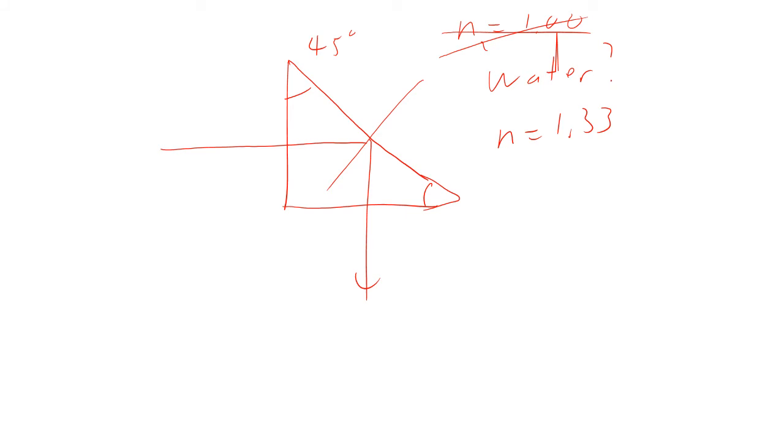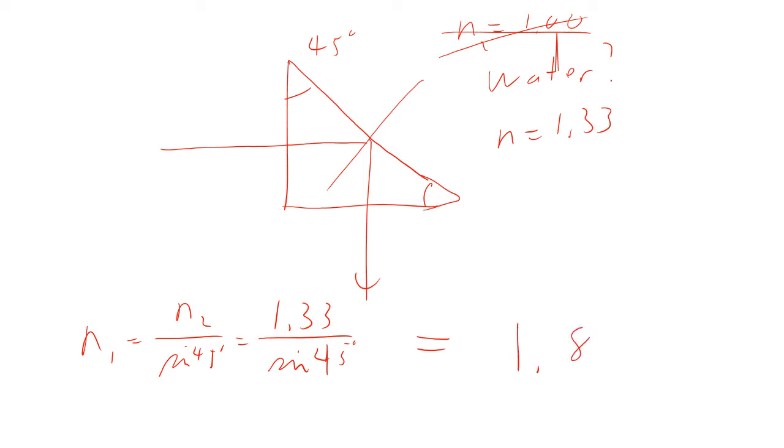And so now it actually turns out to be very simple. Okay, so n1 equals n2 over sine 45 degrees. It's just now n2 is 1.33, so 1.33 over sine 45 degrees. And so that means the index of refraction is going to be 1.88. So if you wanted to use binoculars underwater for some bizarre reason, then you would need a much greater index of refraction.